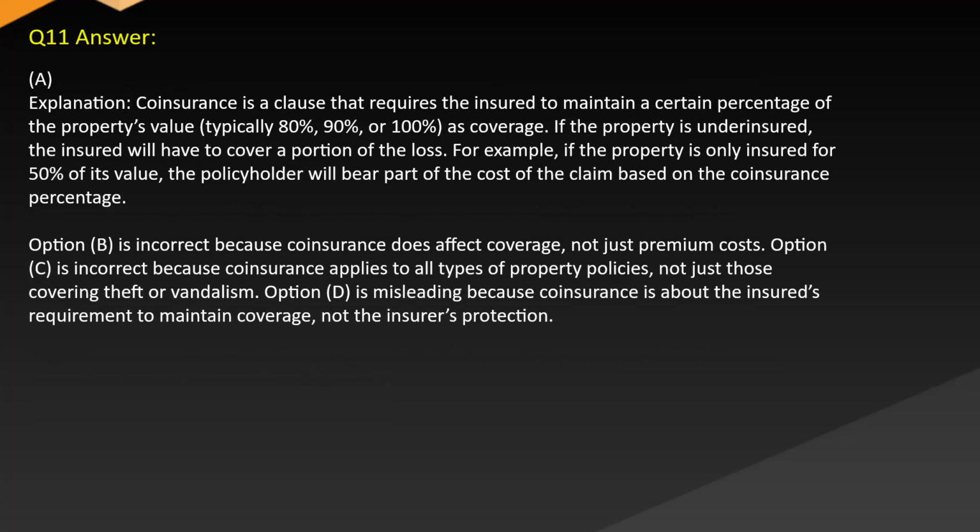Answer: A. Explanation. Coinsurance is a clause that requires the insured to maintain a certain percentage of the property's value, typically 80%, 90%, or 100%, as coverage. If the property is underinsured, the insured will have to cover a portion of the loss. For example, if the property is only insured for 50% of its value, the policyholder will bear part of the cost of the claim based on the coinsurance percentage.